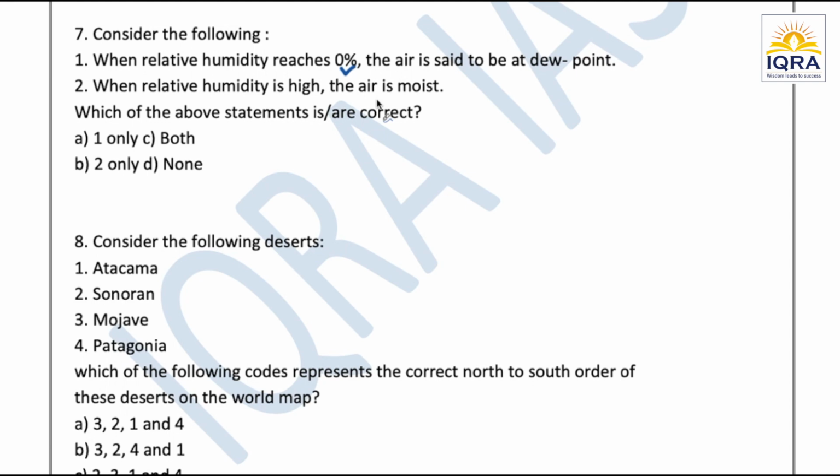How? See, if we increase the temperature of the air, the humidity decreases because the air holding capacity of the water increases, right? So our first statement becomes incorrect क्योंकि यहाँ पर it is given that when relative humidity reaches 0%, the air is said to be at dew point. ठीक है? No, because dew point पे वो एक saturation point आ जाता है where air cannot hold more water.